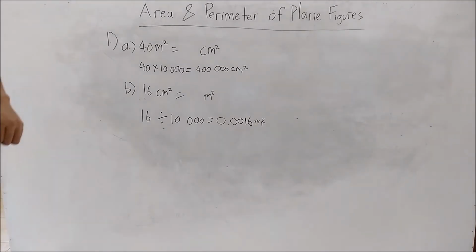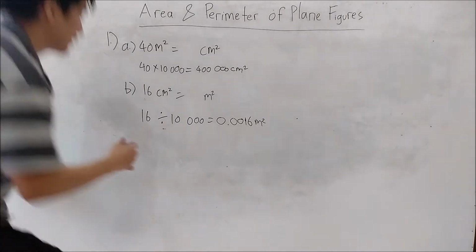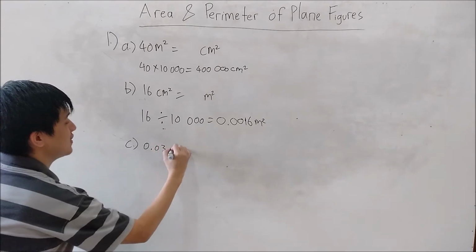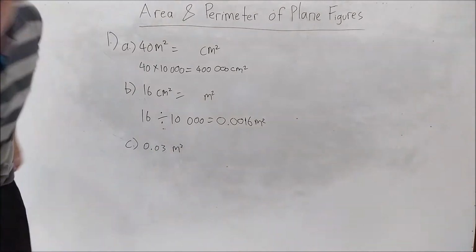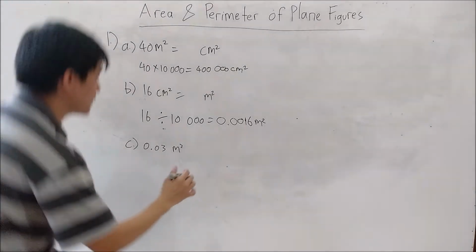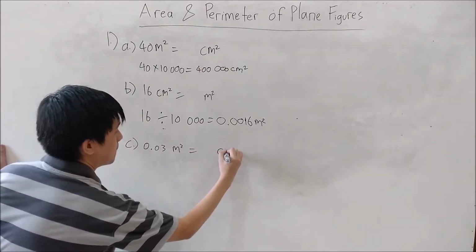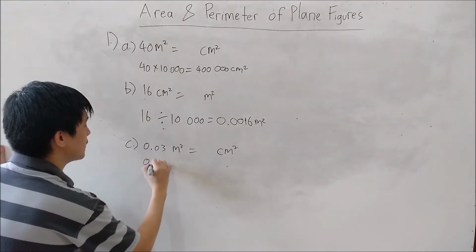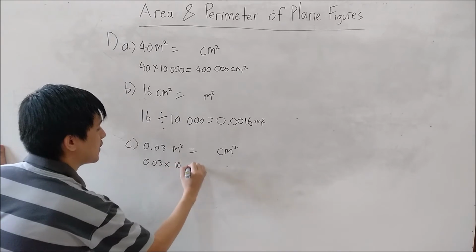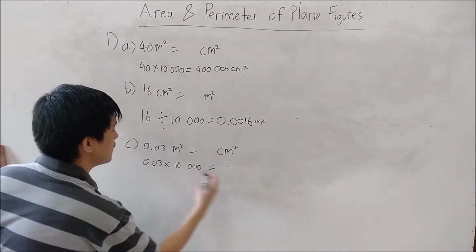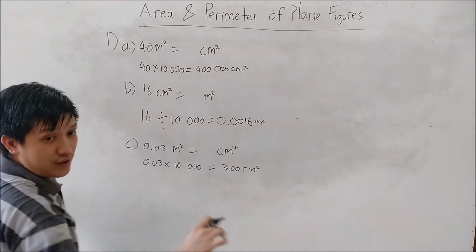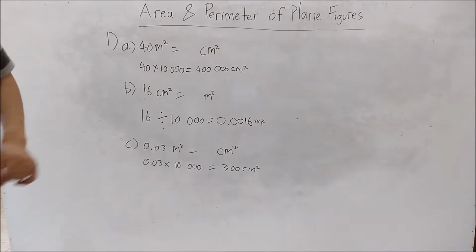Okay, next is 0.03 meter square in centimeter square. Let me check first. Yes, meter square in centimeter square. What you will do is go down, so we times 0.03 times 10,000 will be 300 centimeter square.